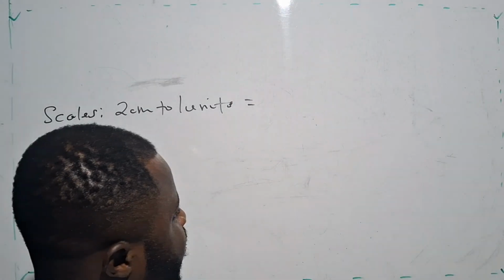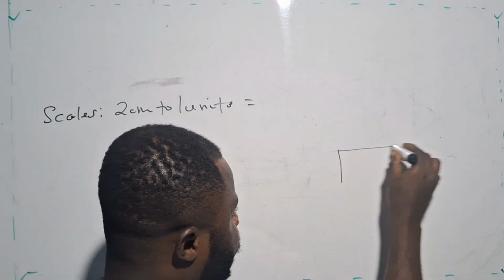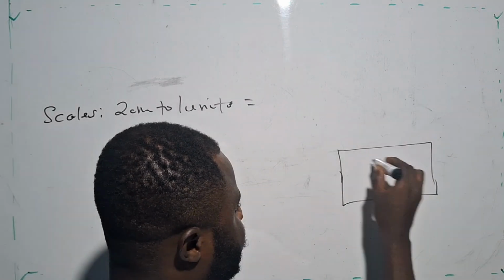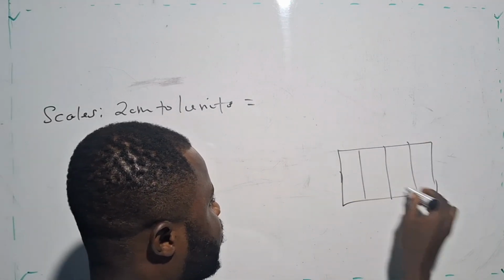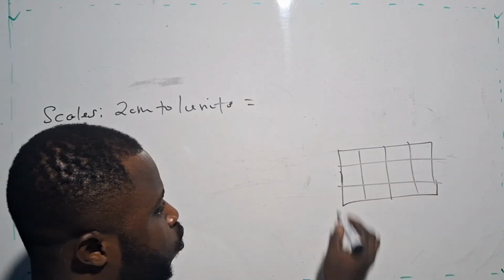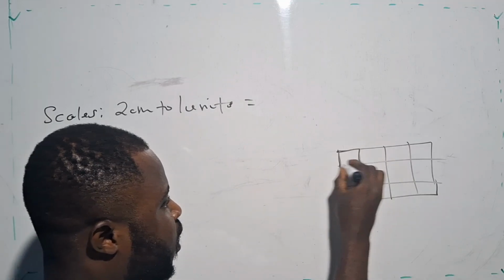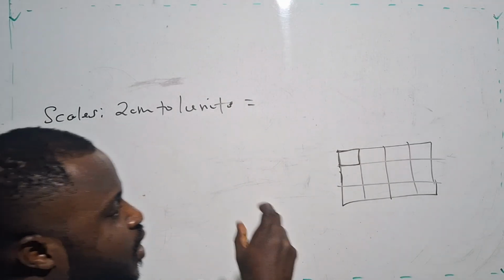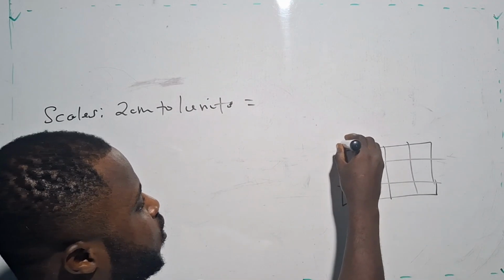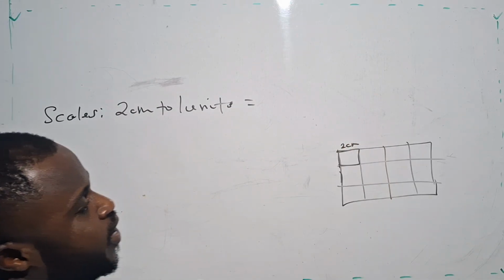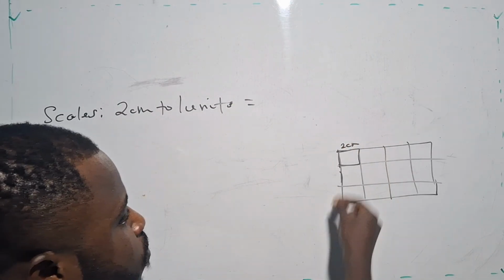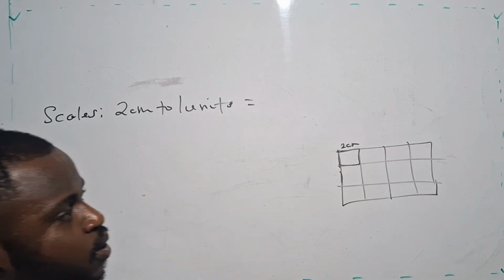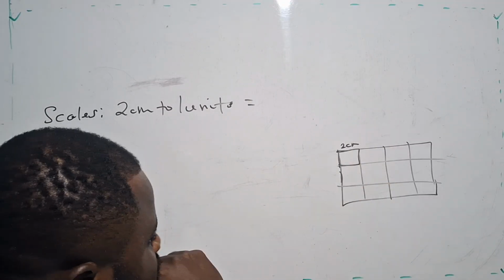2 centimeters to 1 unit means that each bigger box, when you have your graph sheet and measure with the ruler on a standard graph, you get 2 centimeters. You can try that if you have a graph sheet. When you measure with the ruler, you get 2 centimeters. Every standard graph gives you 2 centimeters.